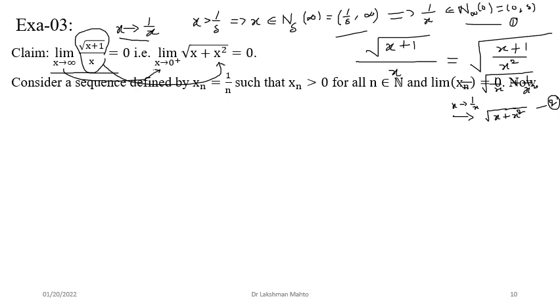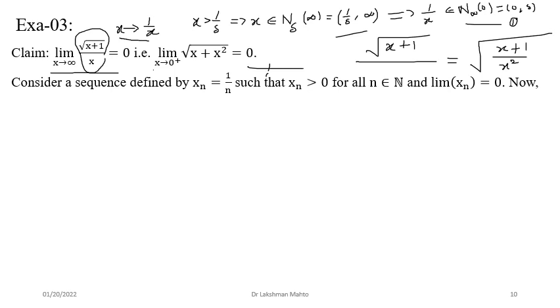So how can we find it? We can find it this way. Take a sequence which is on the right-hand side of 0. That sequence we are taking as 1 by n.